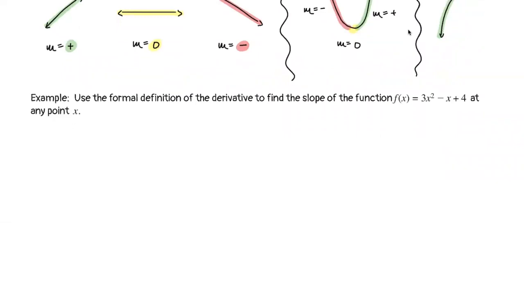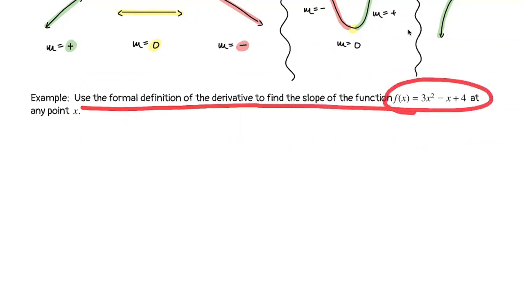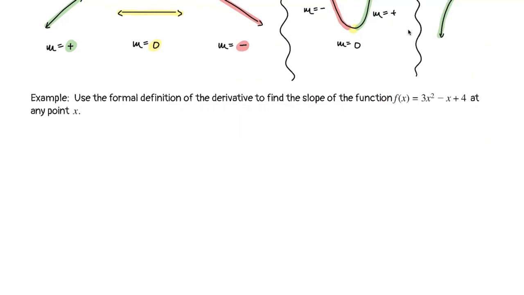So the purpose of this is purely procedural, so that when we get to this in the spring, our lives will be a little bit easier, okay? So the directions will look something like this. Use the formal definition of the derivative to find the slope of the function, and you'll have a function here at any point x. And here's what you're going to do.